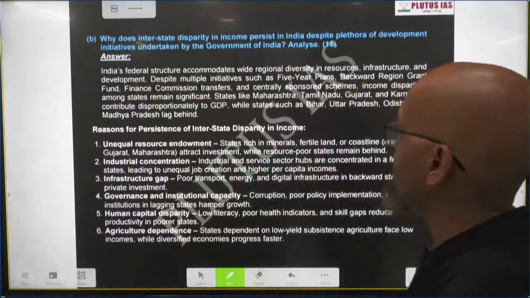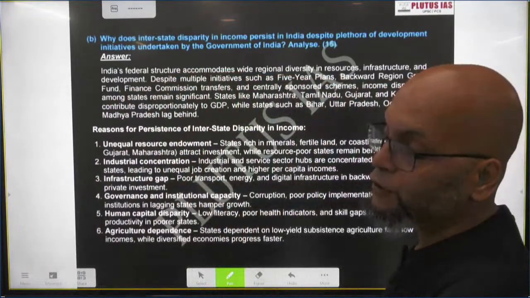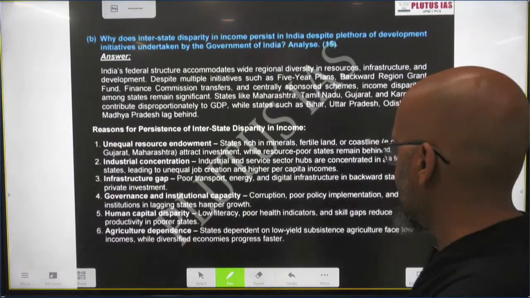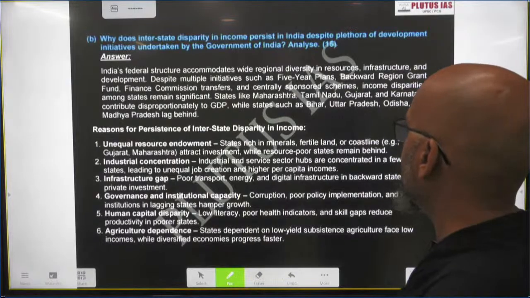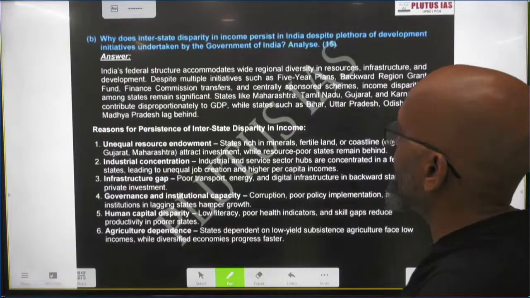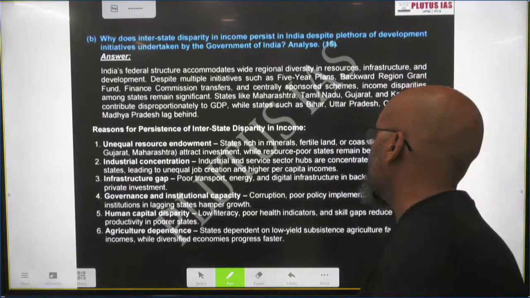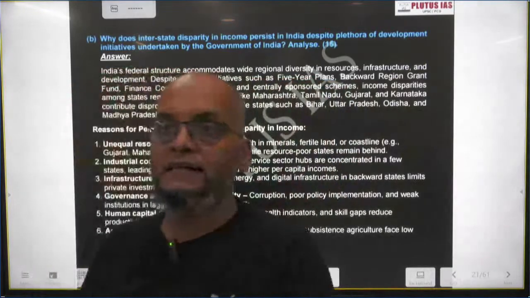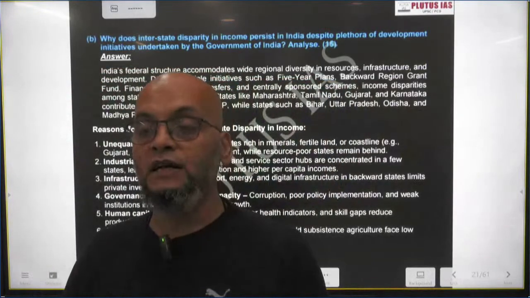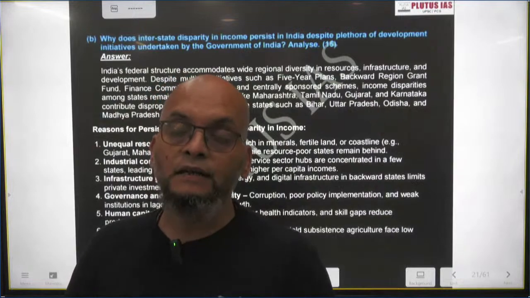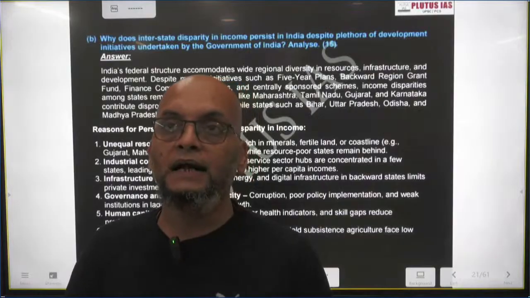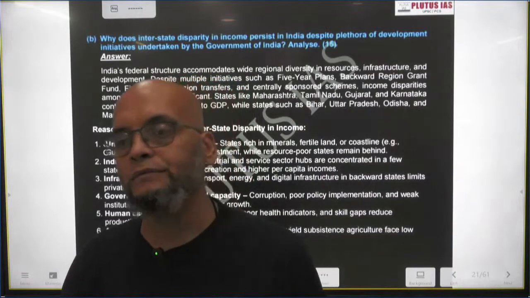I'm talking of the Indo-Pak War of 1965. Why does interstate disparity in income persist in India despite the plethora of development initiatives undertaken by the Government of India? Analyze. So they are asking that the government has taken so many initiatives, has done so much, still a few states lag when you talk of income and other states lead. Why so? What's the reason for it?